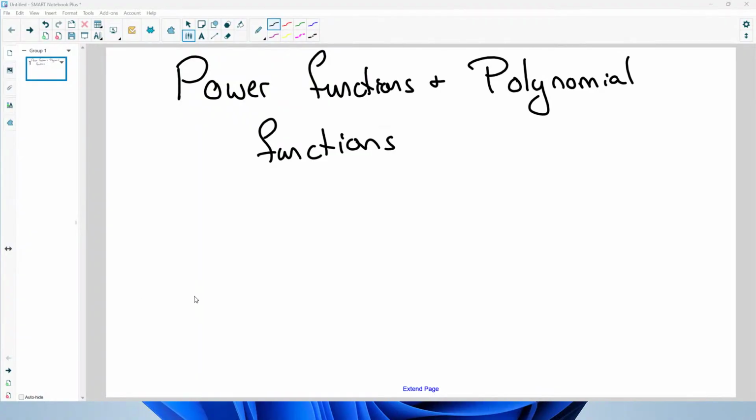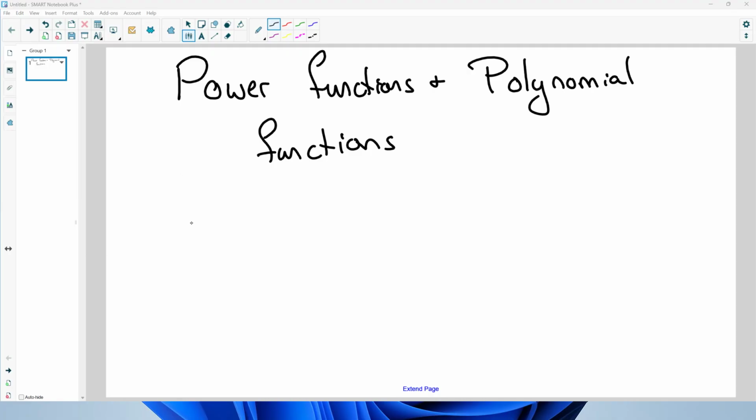Let's talk about 5.2 in our college algebra textbook. In this one, we're going to talk about power functions and polynomial functions, and look at a few different things with them, making sure we fully understand. Hopefully this is nothing brand new, so it shouldn't be too terribly difficult for us. And I just want to make sure we understand what a power function is.